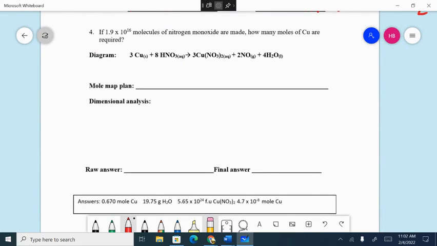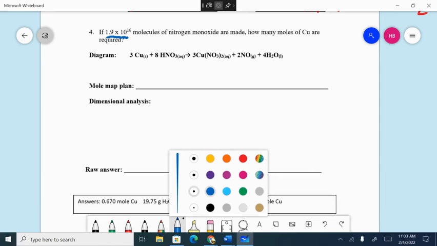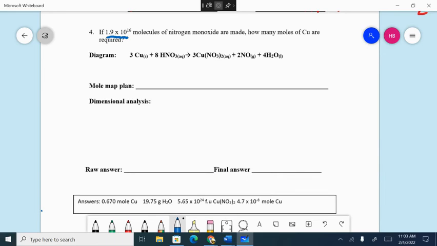Okay, last one before I let you go and practice. If 1.9 times 10 to the 16th molecules of nitrogen monoxide are made, how many moles of copper are required? So we're going to go down here to nitrogen monoxide, 1.9 times 10 to the 16th molecules is what's given to us. And they're asking us to find the number of moles of copper.